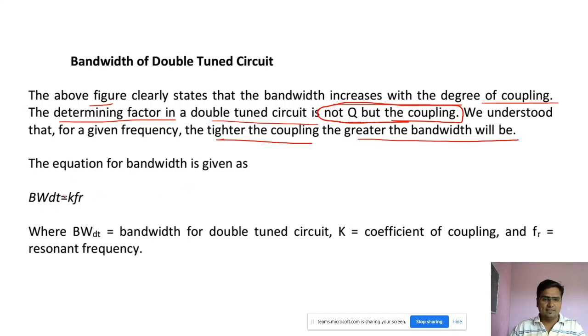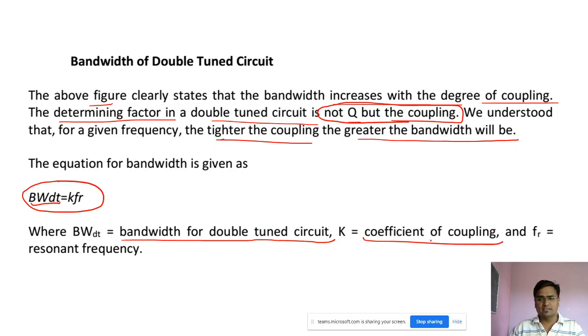Now, that's why, look at this bandwidth equation I can write like this: BW_DT, this is the bandwidth for the double tuned amplifier circuit, which equals K, the coefficient of coupling. Obviously if I'm using tight or loose coupling, that K must be in the picture. And what is that f_r? This is the resonant frequency. So bandwidth is the resonant frequency multiplied by the coefficient of coupling.